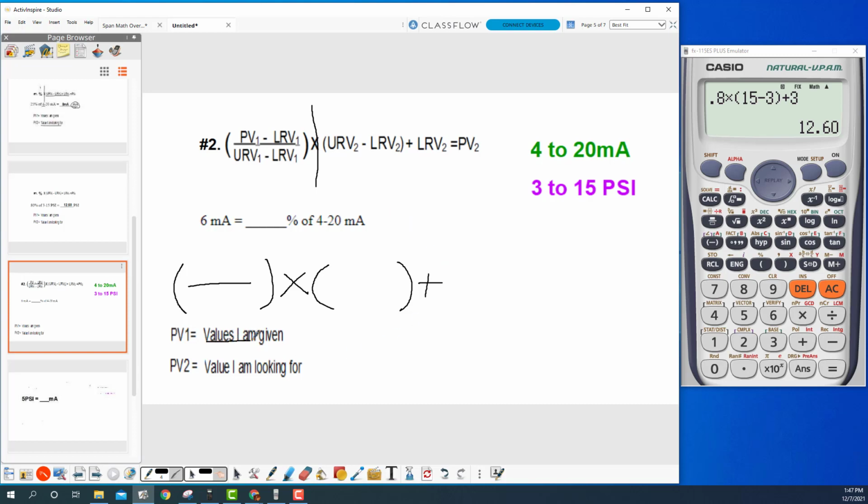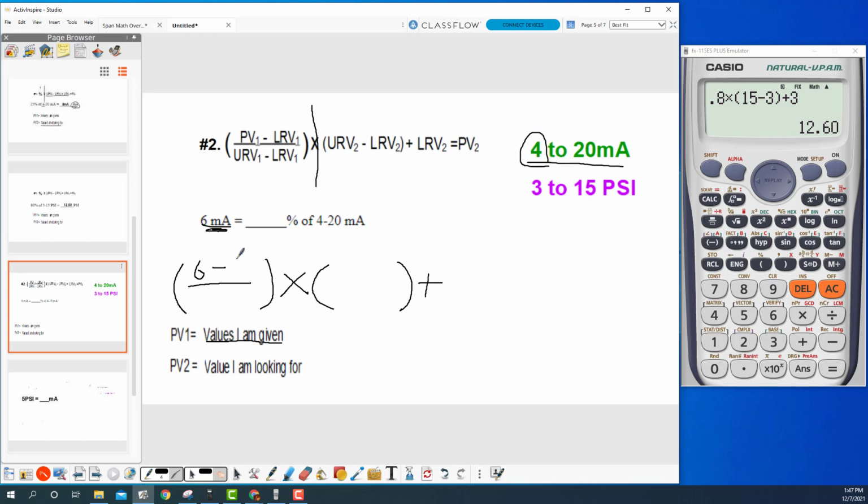So what value am I given? I'm given 6 milliamps. So it's going to be 6 minus my lower range value. Well, what is the lower range value of milliamps?